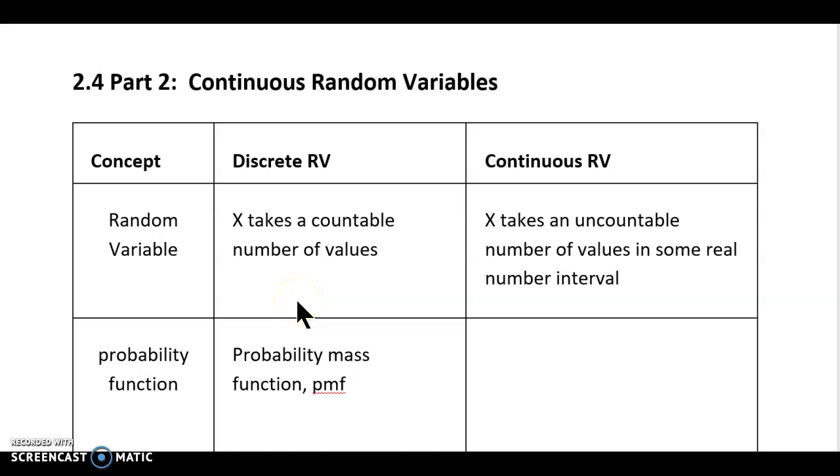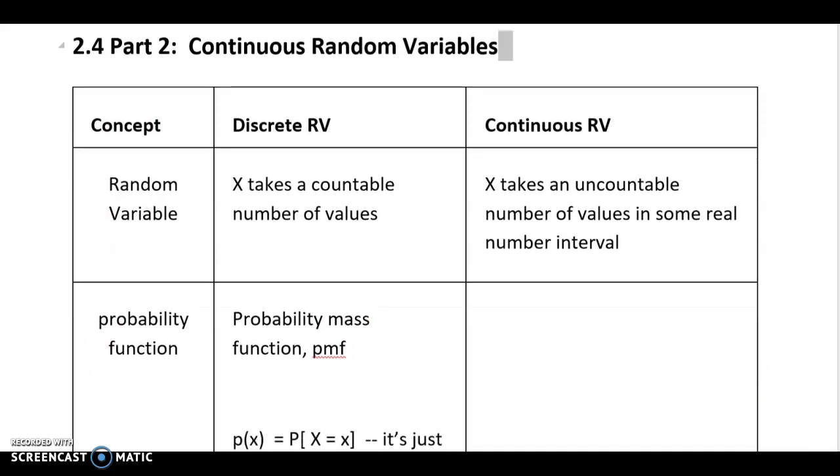Hello! It's time for section 2.4, part 2, part dos, about continuous random variables. So in part 1, we learned about all these different concepts of discrete random variables, like a random variable that takes a countable number of values and has this probability mass function that, sorry, having a hard time finding my mouse.